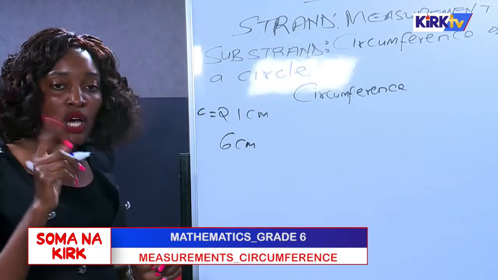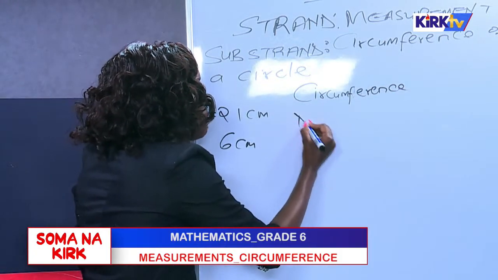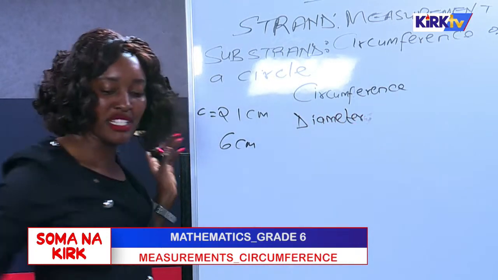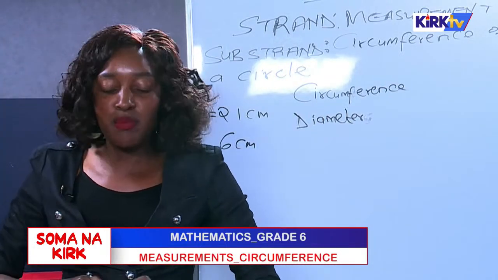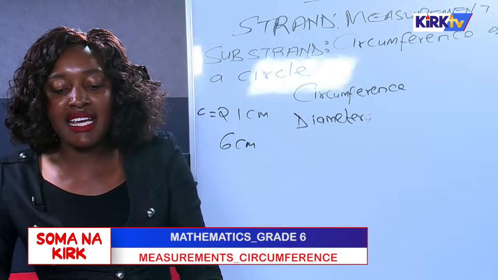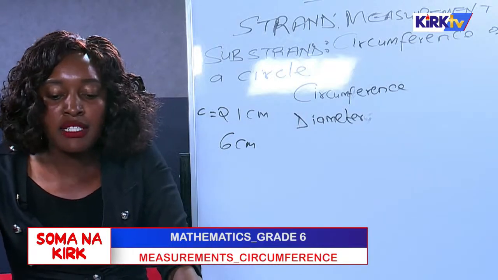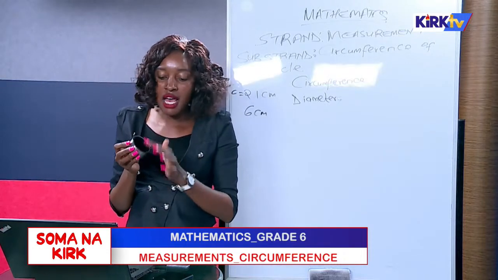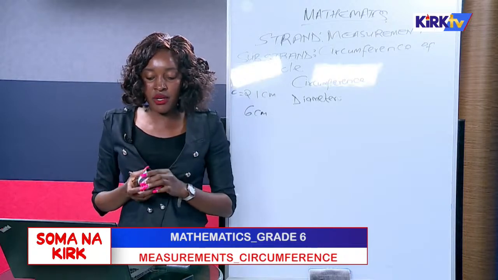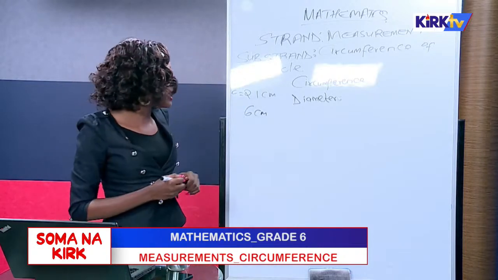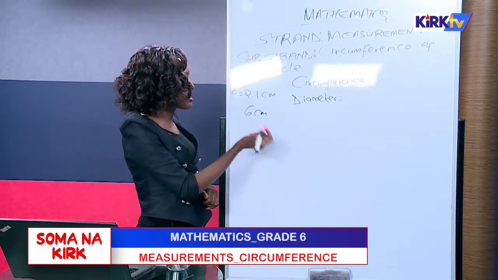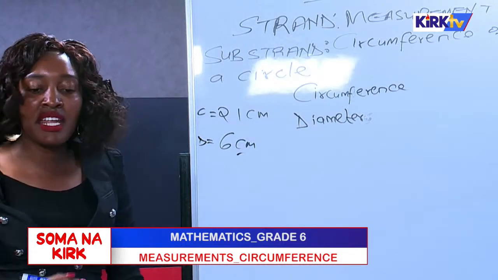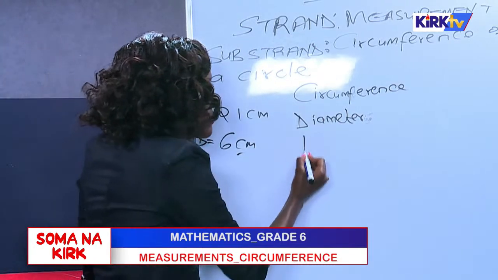And now another vocabulary, that is diameter. If you are asked to explain what is diameter, what will you say diameter is? Diameter is the distance across the circle through the center. Very good. And so we have just measured our diameter, and we found that our diameter is 6 centimeters. Now we also have another vocabulary known as radius.